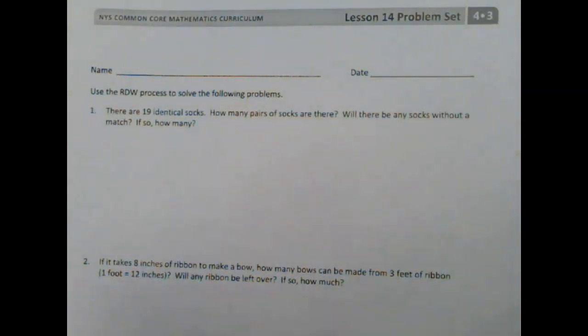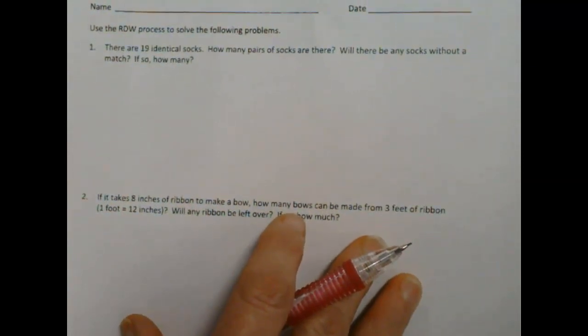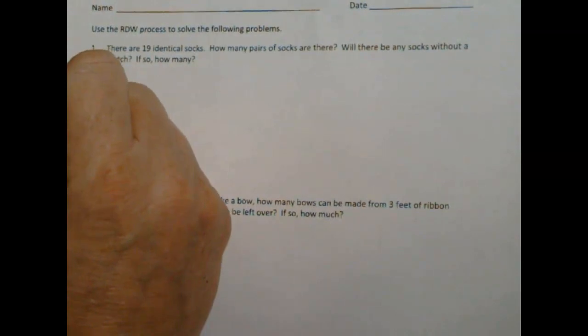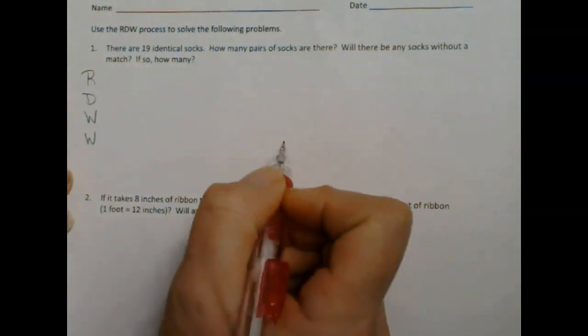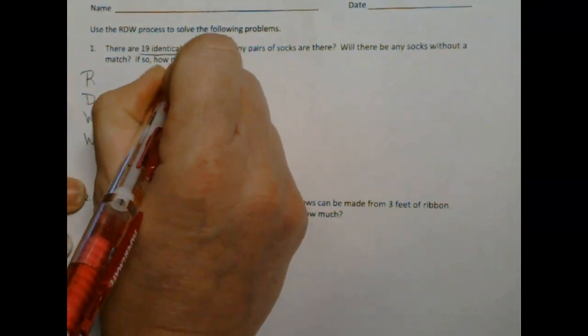All right, so now we're going to continue on. We're going to do some division with some word problems. We are going to use the read, draw, write process to solve these problems. We're also going to be drawing arrays. We're going to be looking at tape diagrams, and we're going to be looking at the standard algorithm for division so that you can kind of begin to get familiar with how that works as well. All right, so number one, we're going to write our strategy. We're going to read, we're going to draw, we're going to write our number sentence, and we're going to write our statement. All right, number one, there are 19 identical socks.